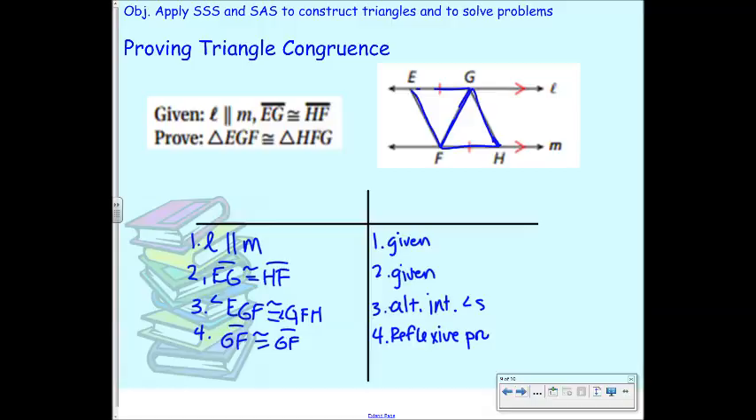And now that I have that, I've got this angle, I've got this side, and I've got that other side. Is this the included angle right here? Yes, those are the included angles, so that's enough. So I'm done at step 5. I can write my proof now. Triangle EGF is congruent to HFG based on side, angle, side, because I had 2 sides and the included angle, so that's enough.